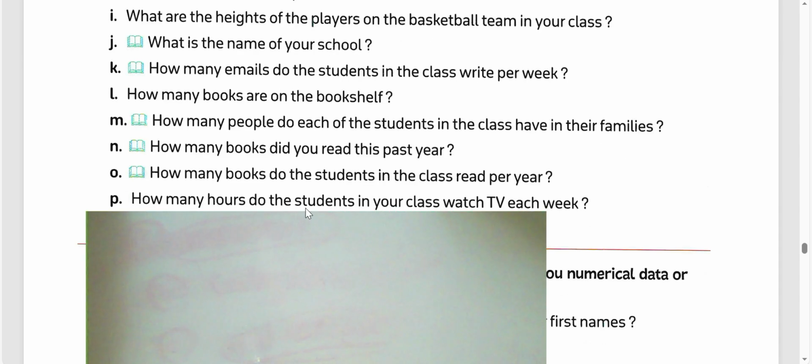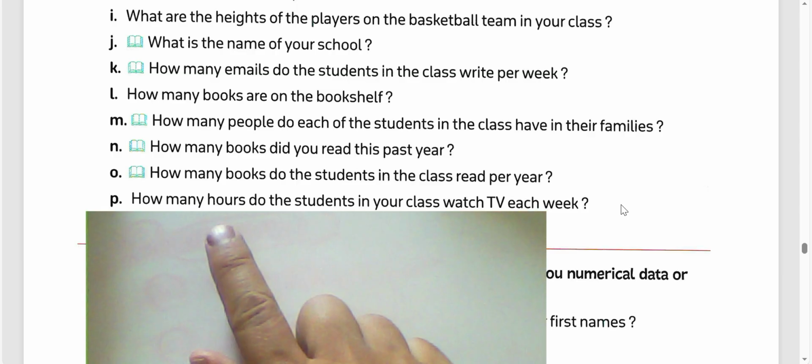How many hours do students in your class watch TV each week? We have different answers. It will be a statistical question.